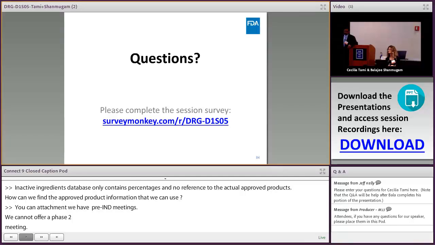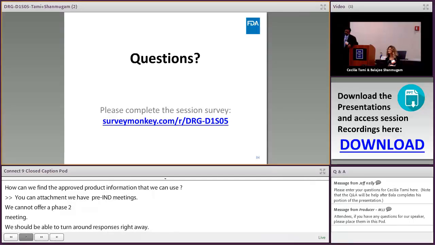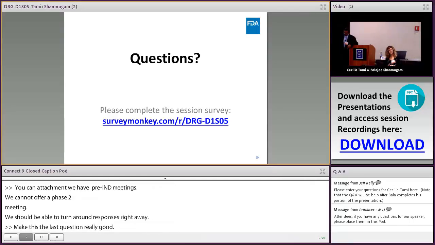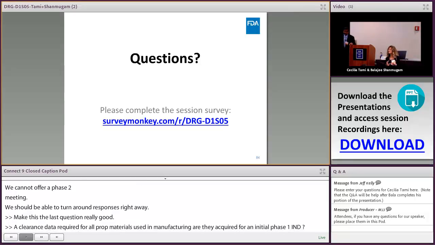Okay. One more last question. Make it a really good one, right? Are clearance data required for all raw materials used in manufacturing required for an initial phase 1 IND? We don't require viral clearance for the raw material, but there should be some information to support the safety of those raw materials. The viral clearance is for the manufacturing process of your product.